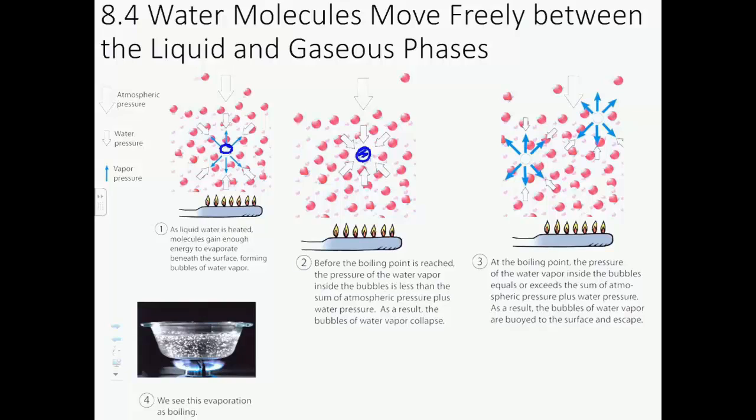Okay, but if the pressure of the water vapor inside the bubbles equals or exceeds atmospheric pressure, the bubble is buoyed to the surface, and it can escape. Right? You see evaporation down here, which is what we call boiling. So what you have to do here is have a couple things. You have to evaporate the bubble. Then the water vapor that's produced underneath the surface has to have a pressure greater than what's outside of the boiling water. And if it does, it'll go to the surface and escape.